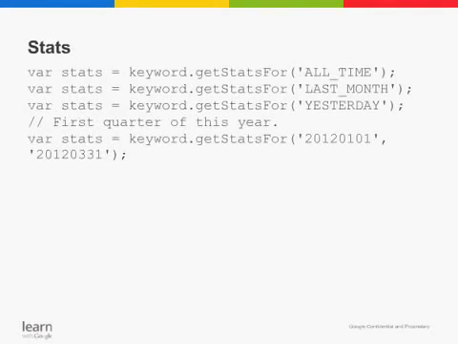You can retrieve statistics for a keyword, campaign, ad group, or text ad by calling getStats, and you can specify a time period such as all time, last month, yesterday, or even a custom time period. Here, I'm retrieving the stats for the first quarter of this year.